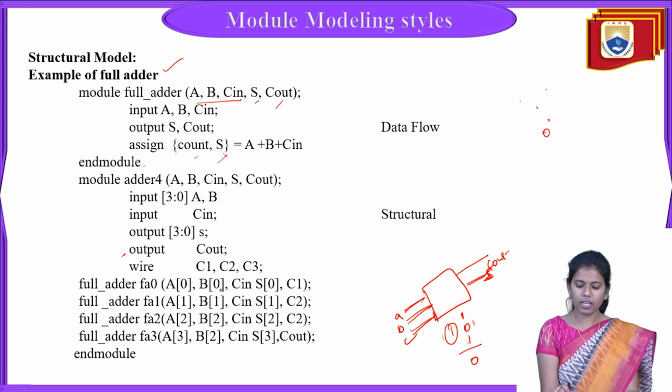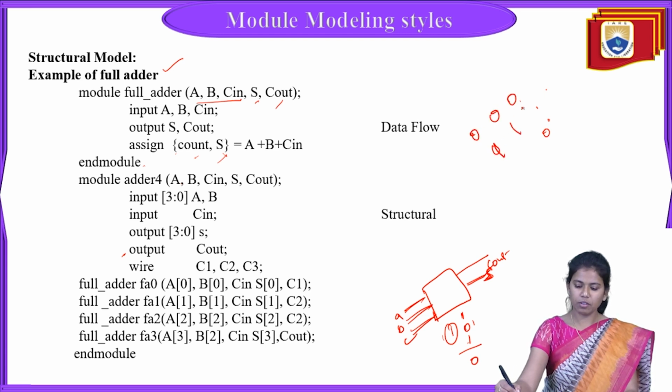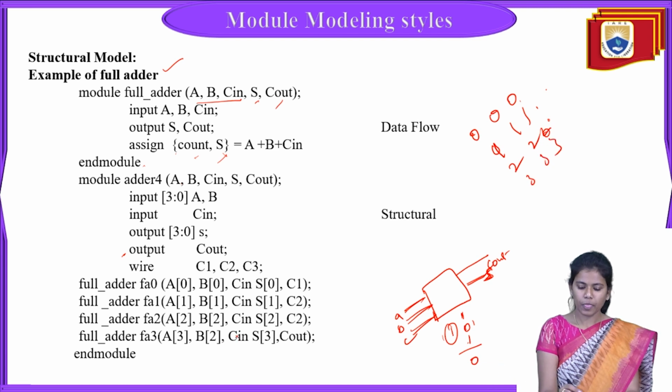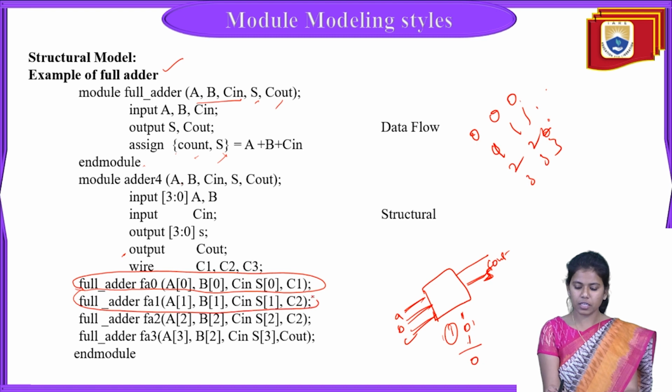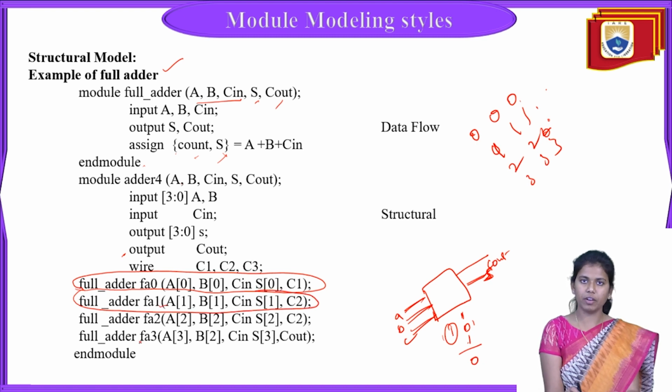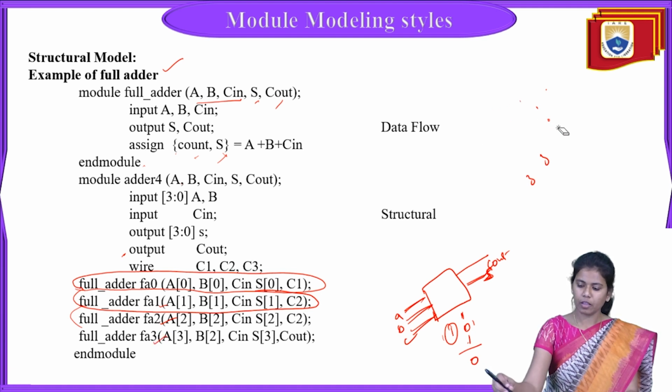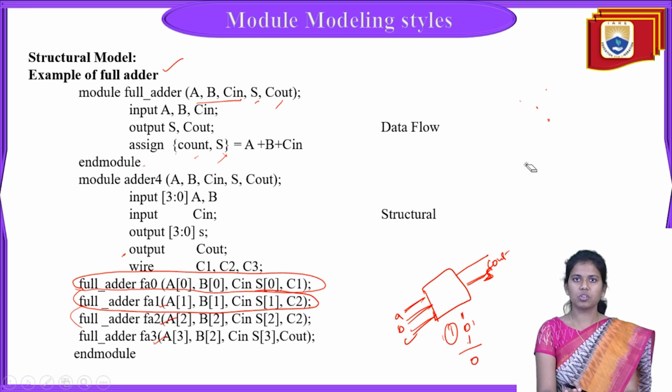Okay, C1, C2, C3, we are wiring up, that is full adder FA0, 1, 2, 3. So FA0, A0, and so on. See, these are the examples that I have given. That means 0, 0, 0, 1, 1, 1, 2, 2, 2, and 3, 3, 3. So these are the full adders. This is one particular full adder representation for FA0, another for FA1, another for FA2, and another for FA3. Okay, this is all about a structural module.